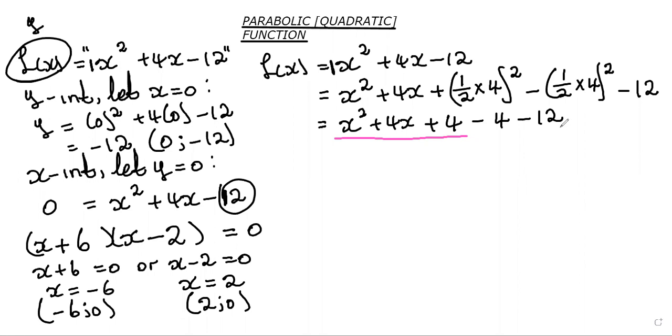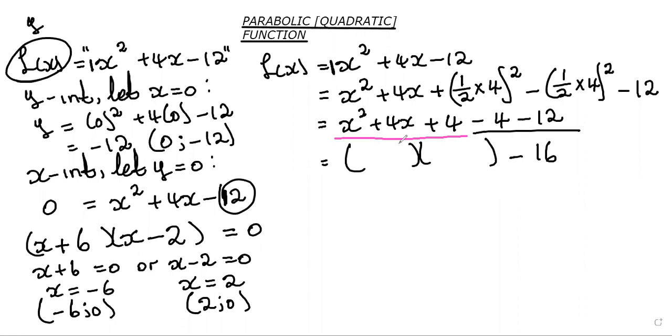Now, after doing this, we take the first 3 terms. So what do we do with them? We want to factorize the first 3 terms, but the last 2 will just add them up. So negative 4 minus 12 is just going to be negative 16.